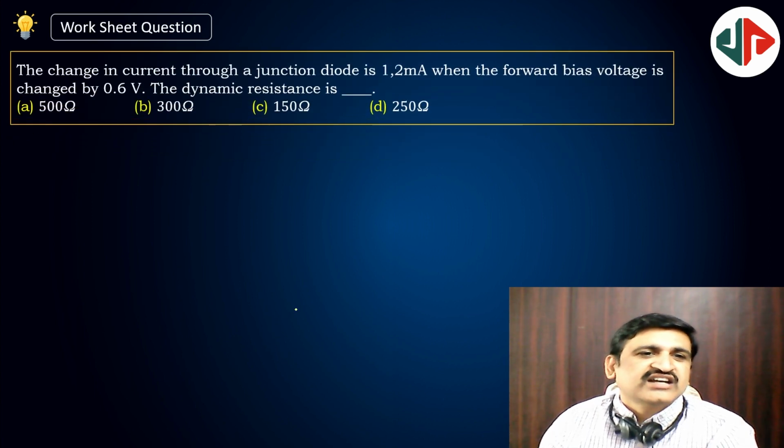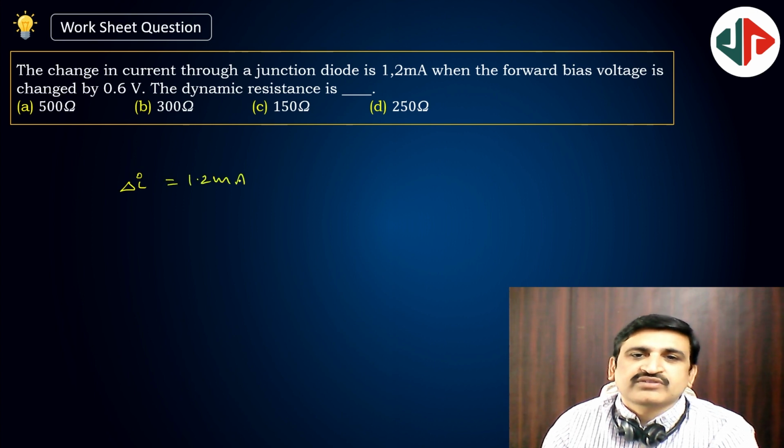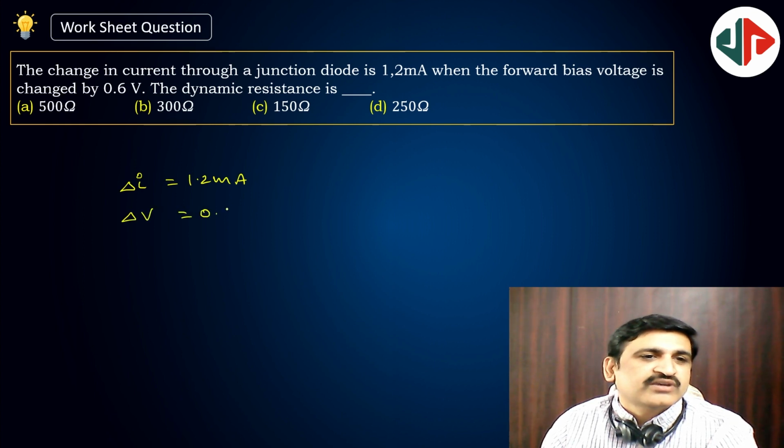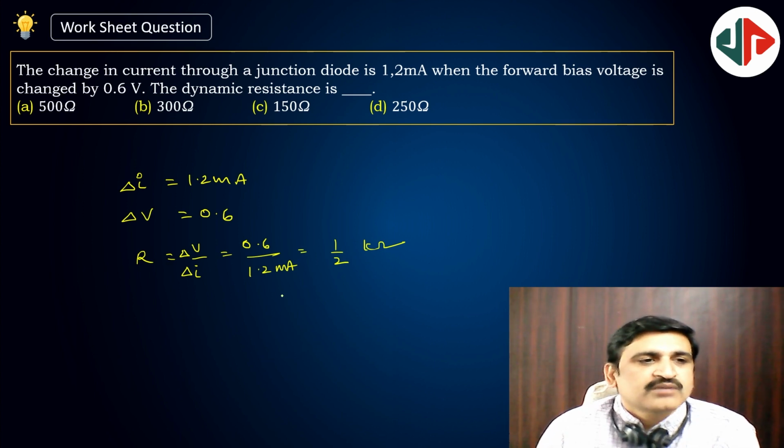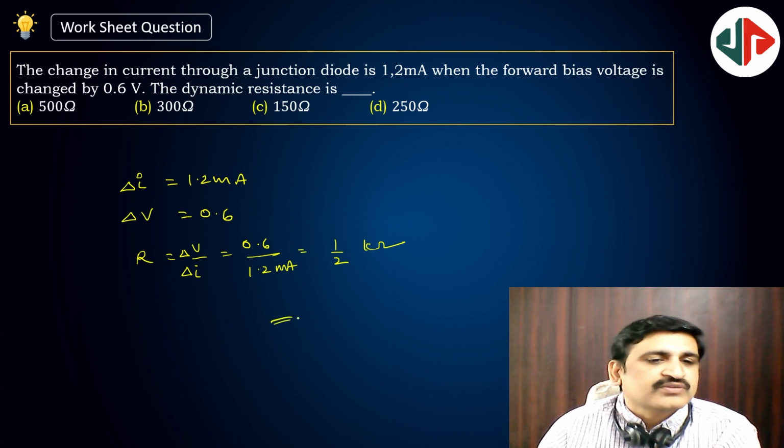The change in current through a junction diode is 1.2 milliampere, that is, delta I is equal to 1.2 milliamps, when the forward bias voltage is changed by delta V of 0.6. The dynamic resistance R is equal to V by I, that means delta V by delta I, which is 0.6 by 1.2 milliamps. So it will become kilo ohm: 1 by 2 kilo ohm means 0.5 kilo ohm, which is 500 ohms. Option A.